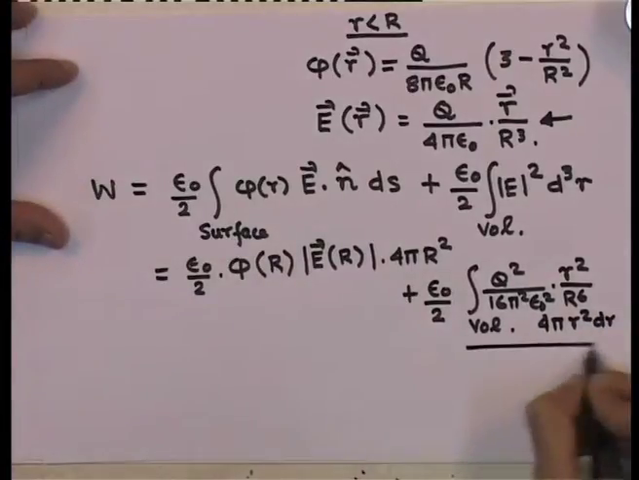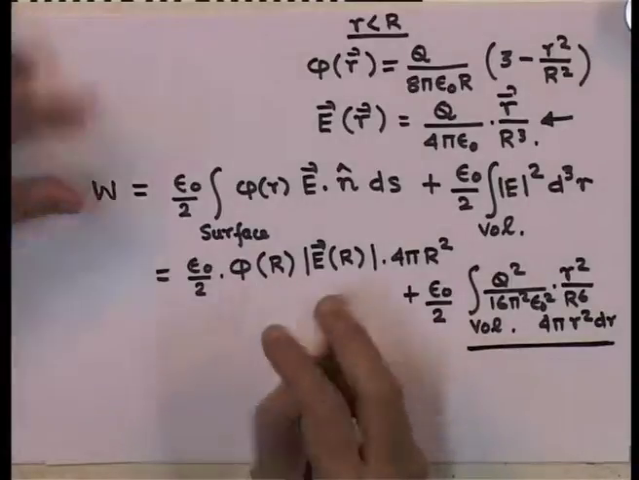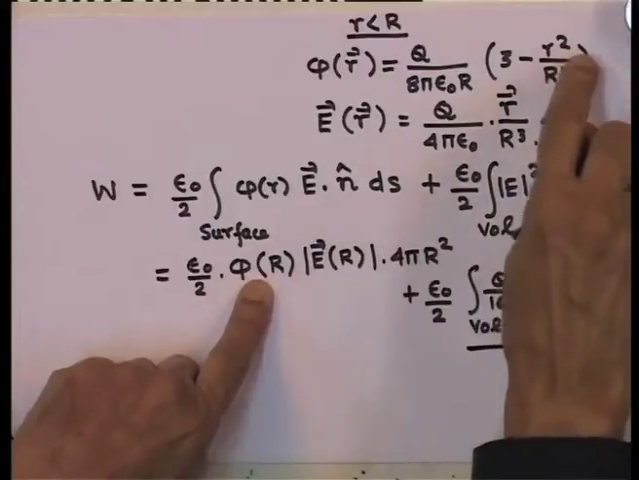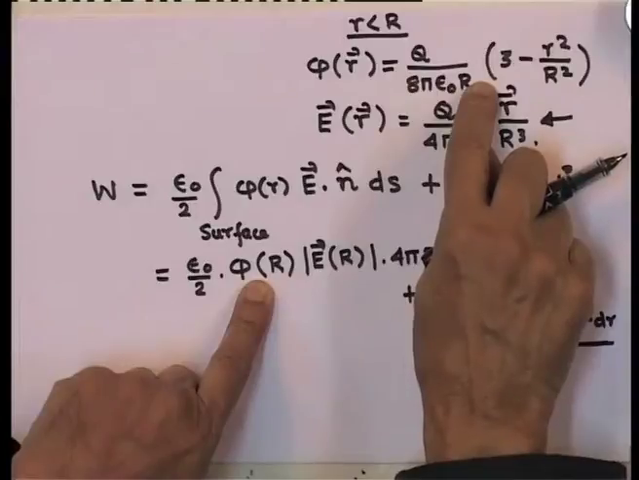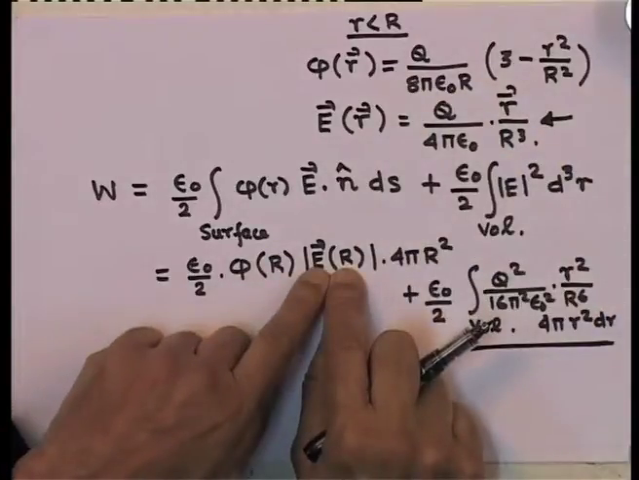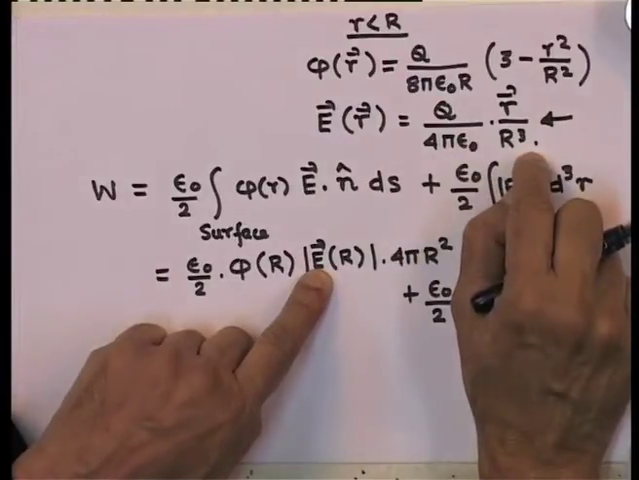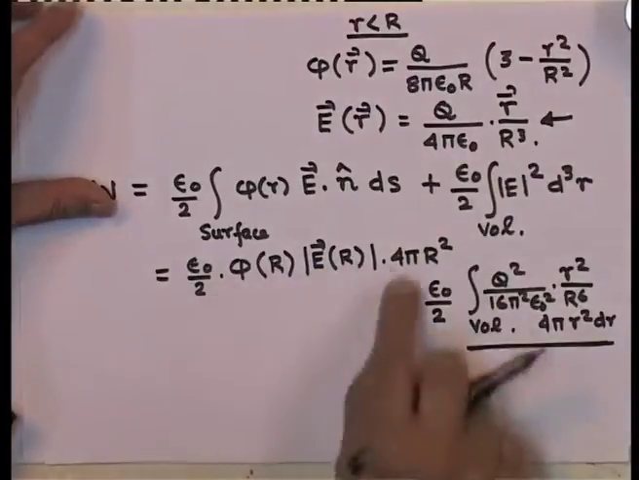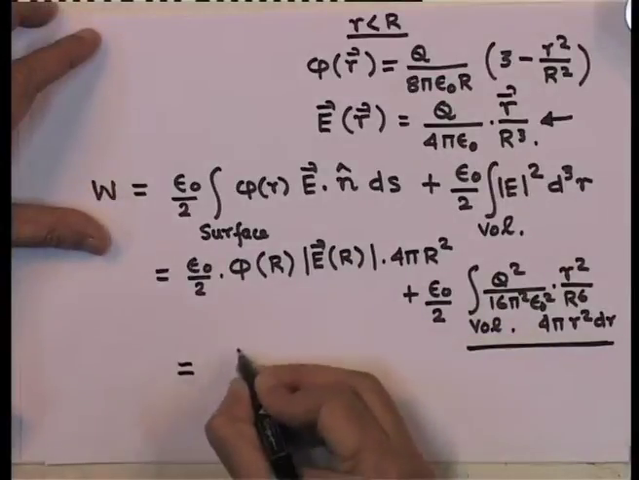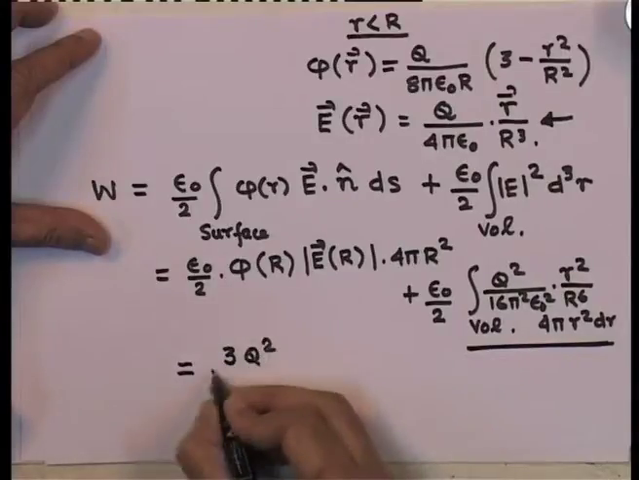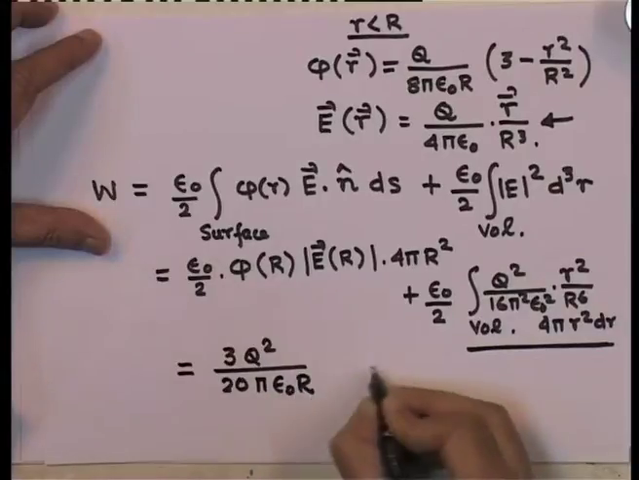Once again, this integral is straightforward, which we have done some time back, and here phi of R, you notice if you put r equal to R, this is simply 2 q by 8 pi epsilon 0 R, and E of R is of course q by 4 pi epsilon 0 times 1 over capital R square. So, you can plug these numbers in and once again show that this is equal to 3 q square by 20 pi epsilon 0 R. So, this is a third method of doing it.